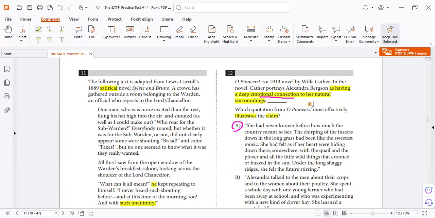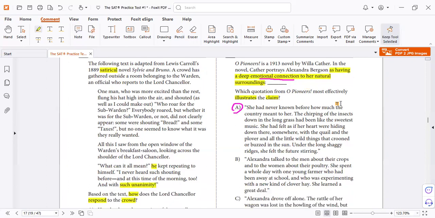As he mentioned here, she had never known how much the country meant to her, and the wonder she had felt, as if her heart were hiding down there somewhere. She felt a connection with her surroundings, the insects, children, and so on. Of course, deep emotions indeed.